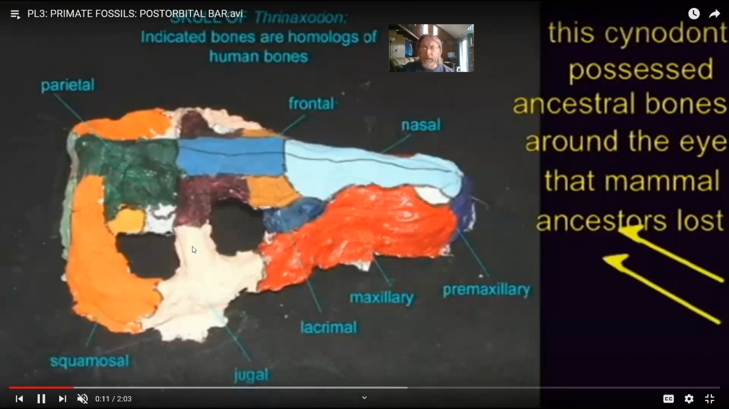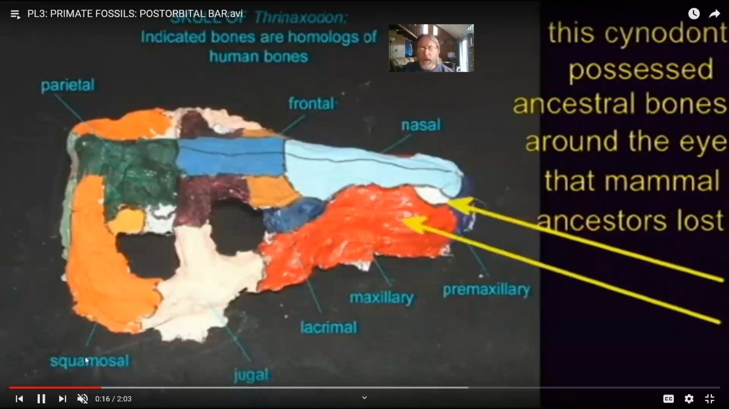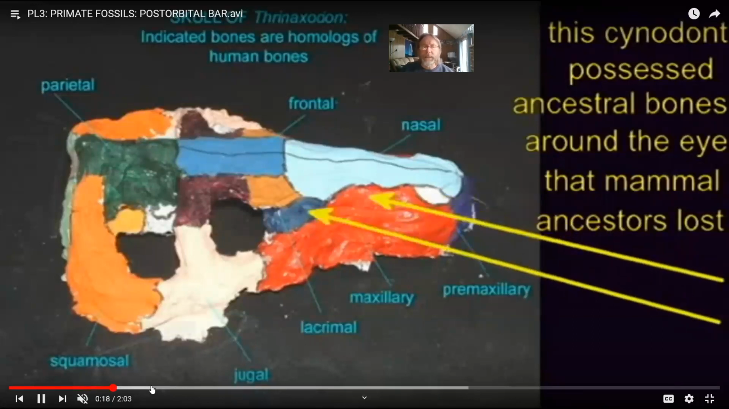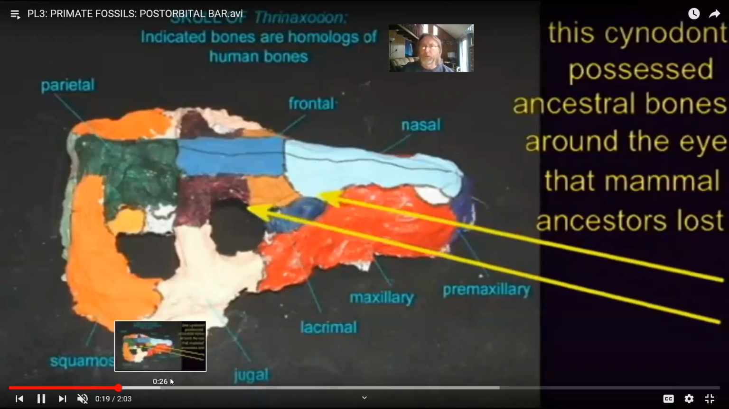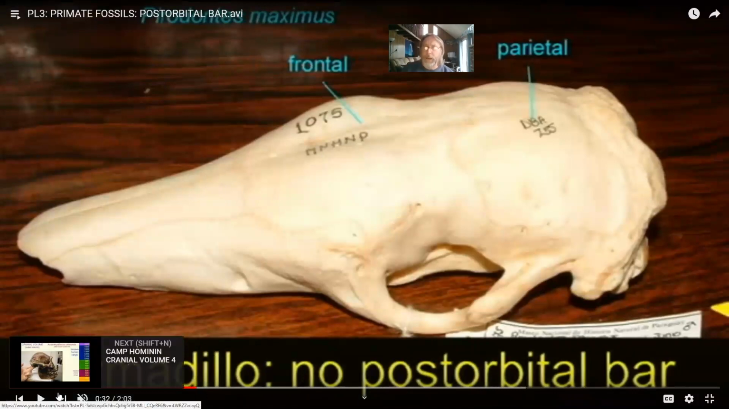But the late cynodonts and thus the early mammals would lose these little bones, and so thus they would lose a post-orbital bar, and they would then lack bony protection around the eye. Now, that probably wasn't a good idea, but for tens of millions of years, mammals were essentially little nocturnal rodent-like animals. So they weren't really relying on vision. They didn't really have big, well-developed eyes.